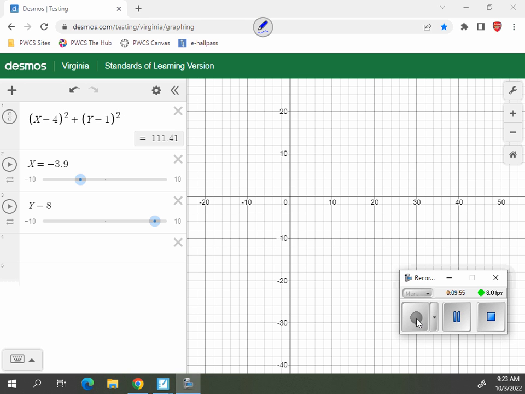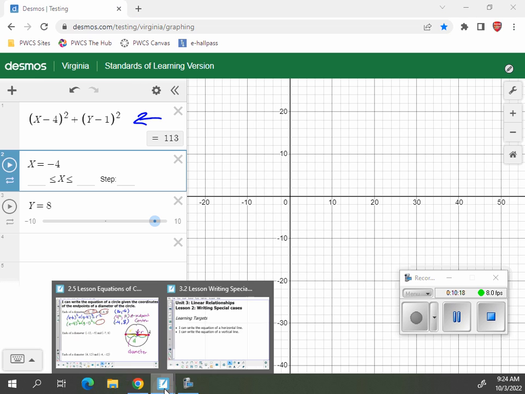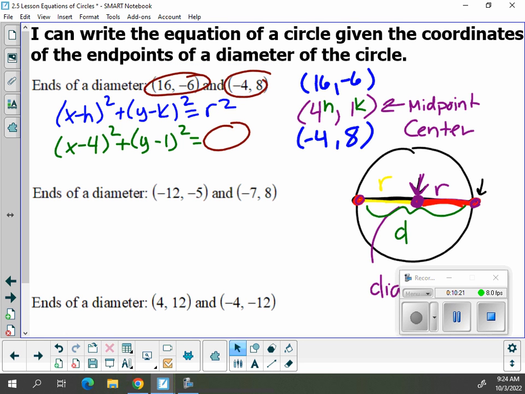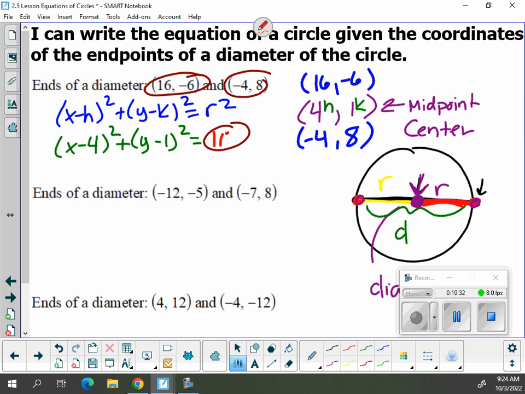So I went ahead and I typed in the left side of my equation. I have to fix this here. I didn't have my x right. Let me go fix that. It should be -4. There we go. I typed in the left side of my equation, and then I told it x is -4, y is 8. You can choose either one of these points, but I chose (-4, 8). If you chose to make x 16 and y -6, we'll still get the same thing. We'll get the right side of our equation should be 113. So that means r² is 113, and so we can build our equation.